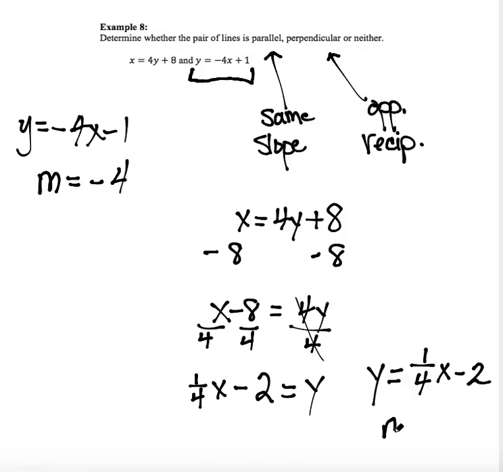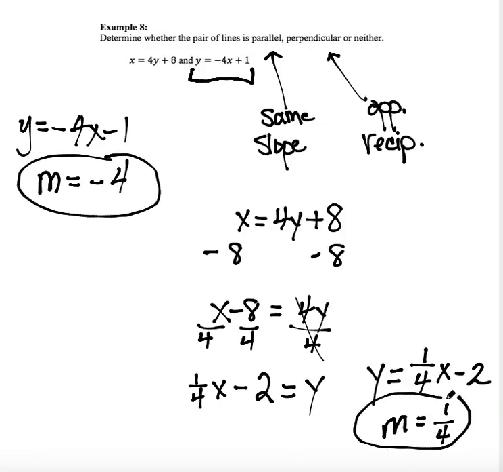So I know the slope of this line is 1/4. So let's look at my two slopes. I have m equals negative 4, and I have m equals 1/4. I see that they're not the same, so they're definitely not parallel, but they are opposite reciprocals. And remember, opposite means opposite sign. We have one negative, one positive. And this 4 right here we know is really 4 over 1. So when we flip that, we find the reciprocal, that is 1/4. So these two lines are perpendicular.